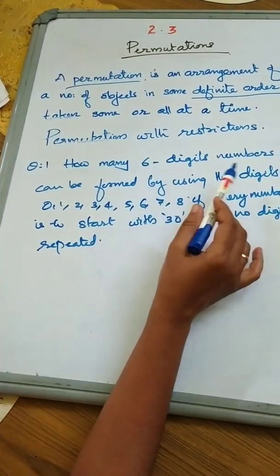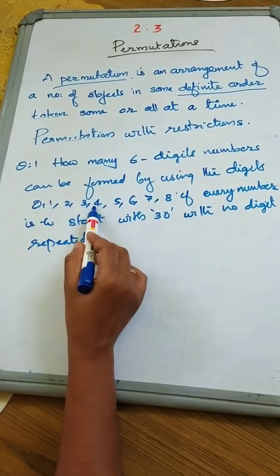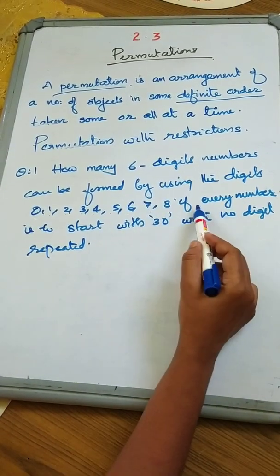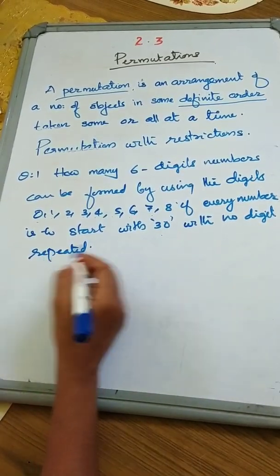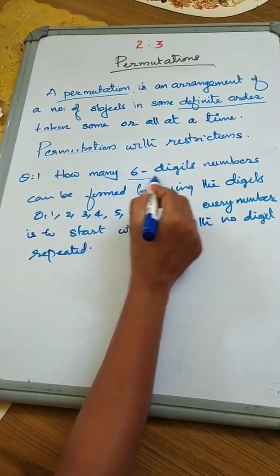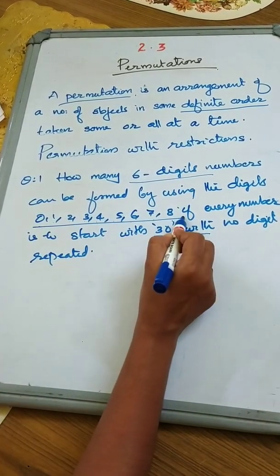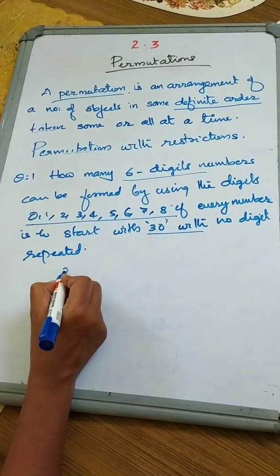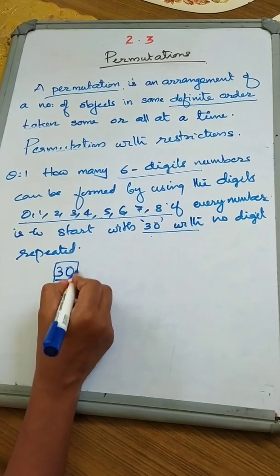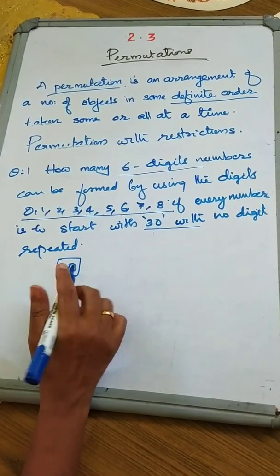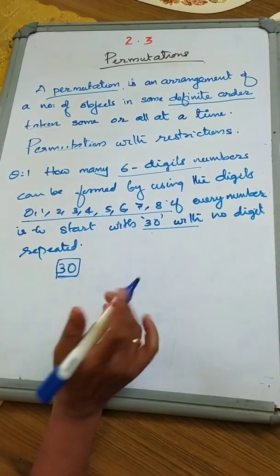How many 6-digit numbers can be formed by using the digits 0, 1, 2, 3, 4, 5, 6, 7 and 8 if every number is to start with 30 and no digit is repeated? So we have to form a 6-digit number. Every number starts with 30, so 30 is always there. It is fixed, 03 is not, it's 30, so there is no arrangement we need.